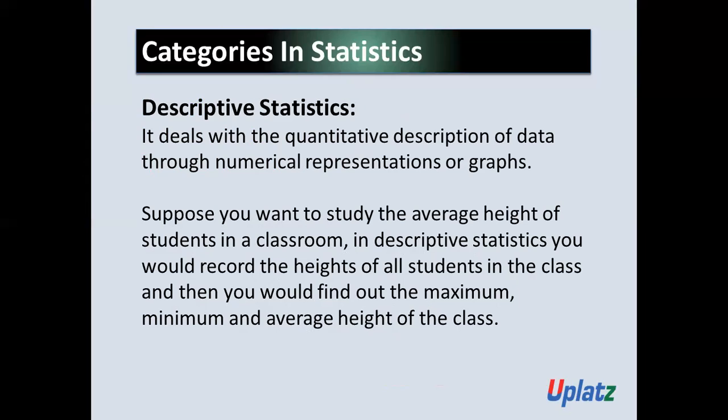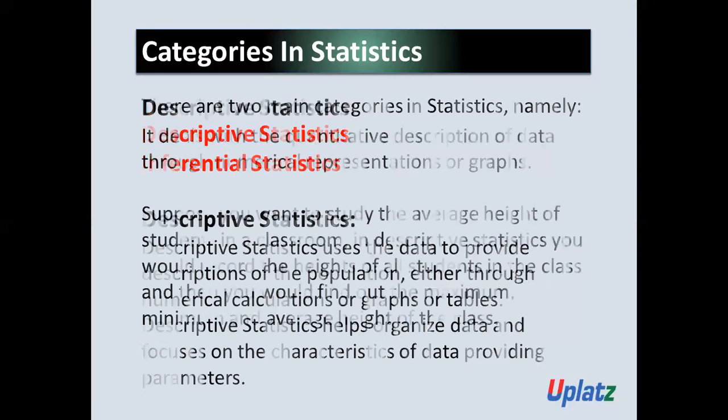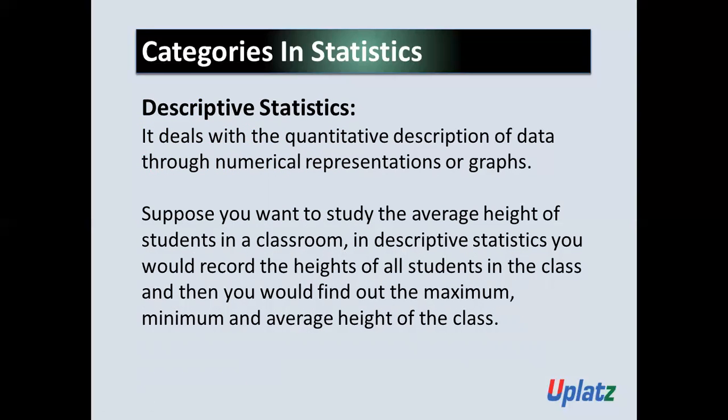So descriptive statistics deals with the quantitative description of the data through numerical representation or graph. It uses the data to provide the description of the population either through numerical calculation, graph, or tables, and helps organize the data and focuses on the characteristics of the data providing parameters. Got the point? And this is the example of it.